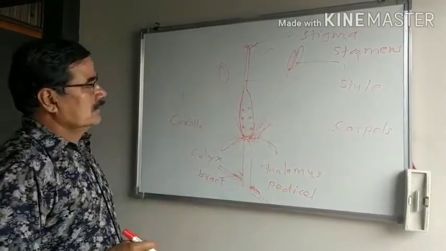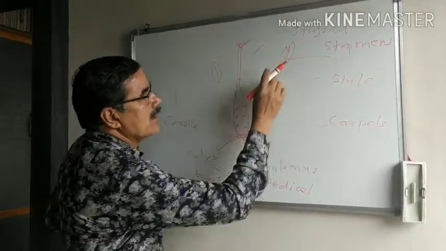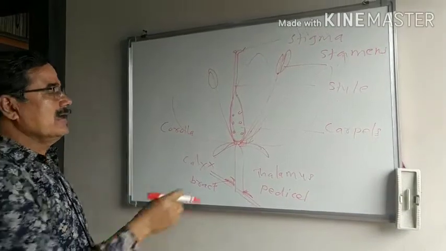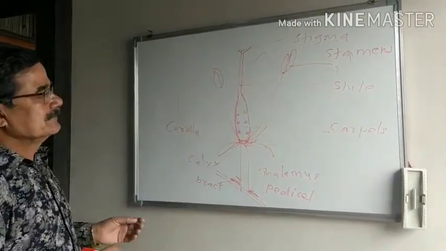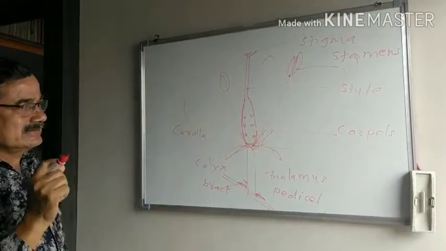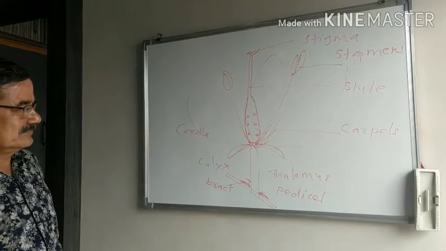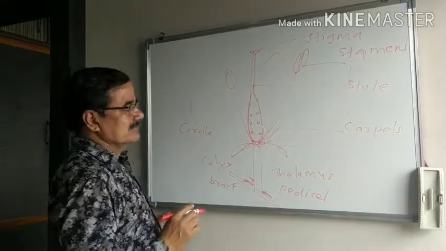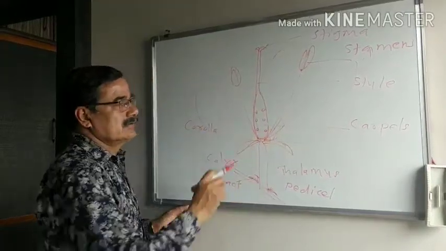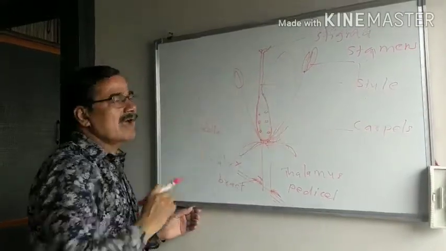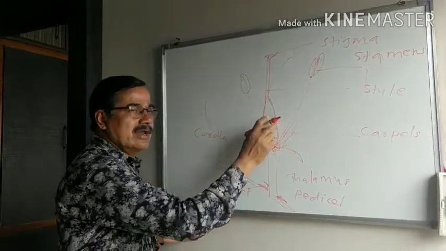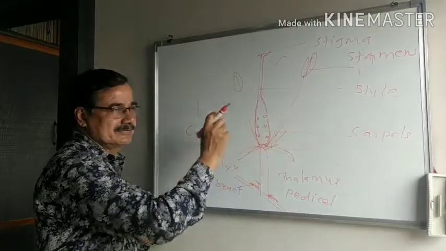In the flower, when only androecium is present and gynoecium is absent, the flower is known as a staminate flower. In some flowers, only the gynoecium is present, that is, only the female part is present. Such flowers are known as pistillate flowers.